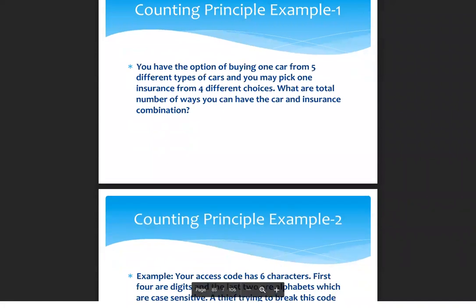Counting principle example, two independent events. One is buying a car. You can buy a car 5 different ways, and you can buy the insurance in 4 different ways. Together, how many car and insurance combinations can you have? It's 5 times 4, which is what? 20 different ways.